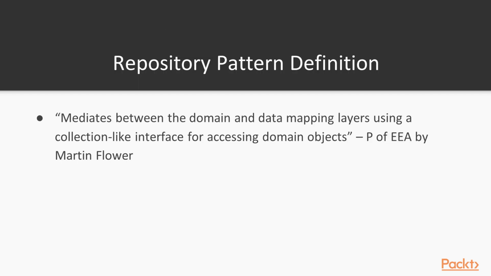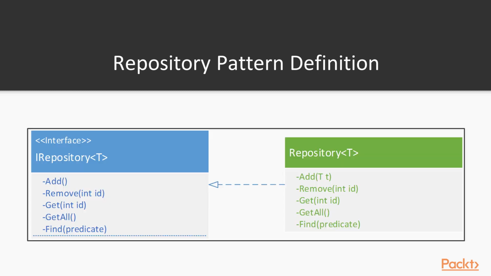The definition of the repository pattern that I like the most is from Martin Fowler's book Patterns of Enterprise Application Architecture. In this book he defined the repository pattern like this: it mediates between the domain and data mapping layers using a collection-like interface for accessing domain objects. This essentially means that a repository is actually an in-memory collection of data that can be easily stored in the database. This also means that the repository will have a somewhat standard CRUD API.